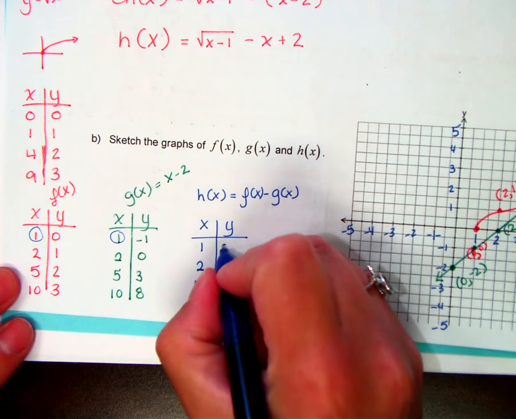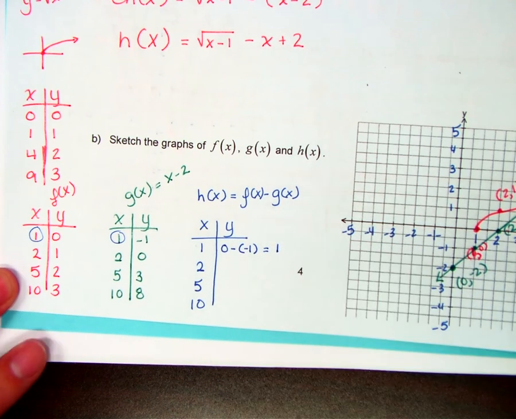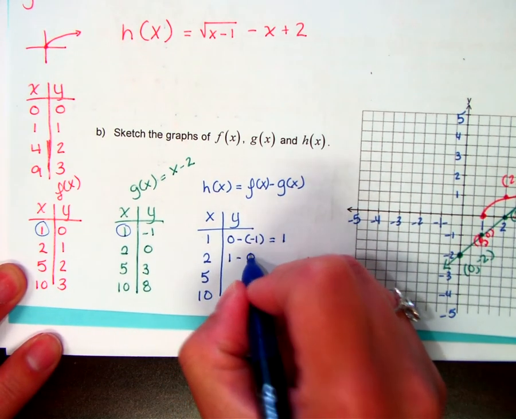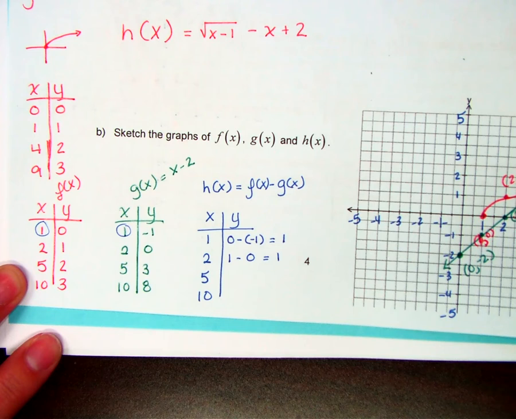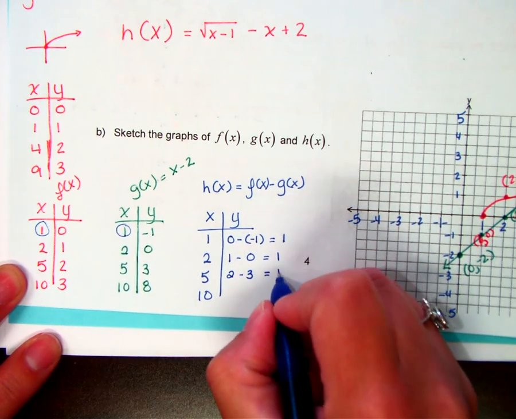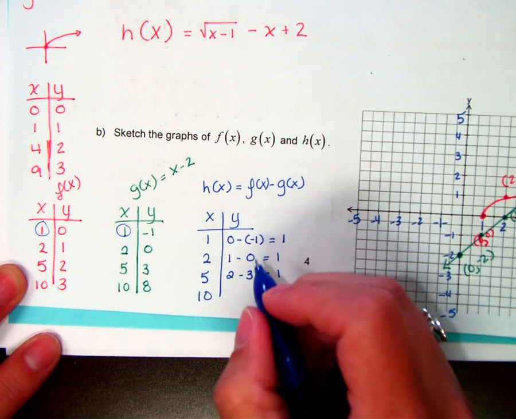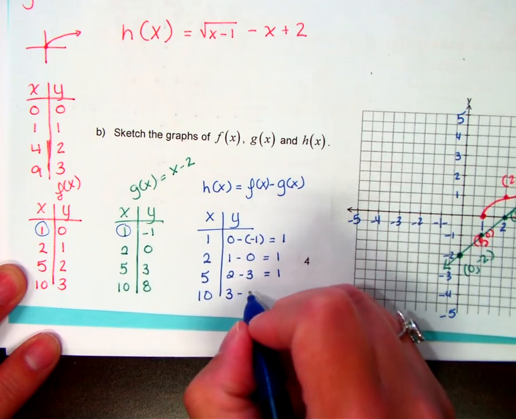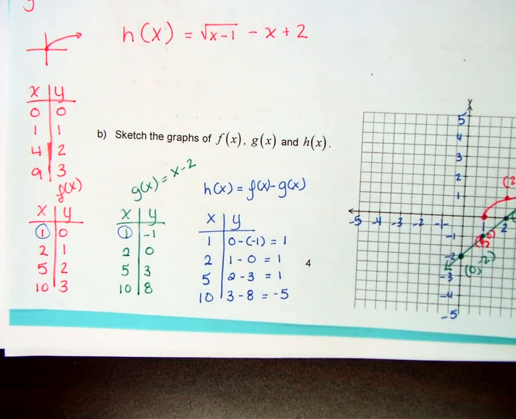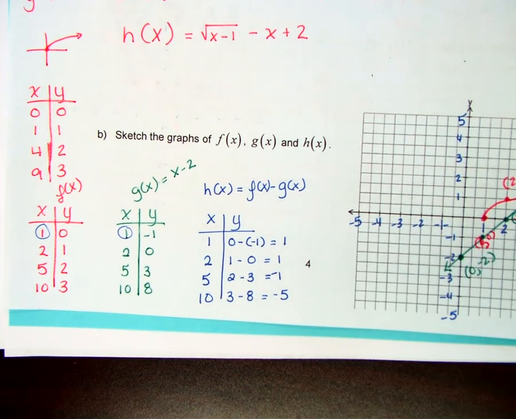So this is going to be 0 minus -1, which should give me a +1. And then I have 1 minus 0, which should also give me a +1. And then 2 minus 3, which should give me a -1. And then I've got 3 minus 8, which is going to give me a -5. You're right, it is a -1. See, this is why I keep you guys around. You're so smart.